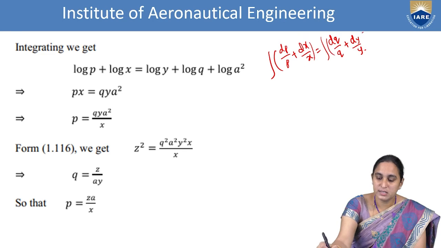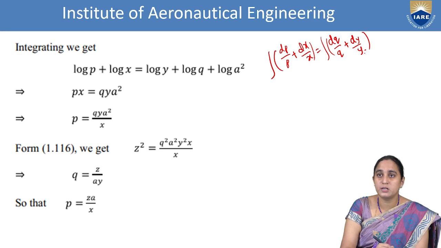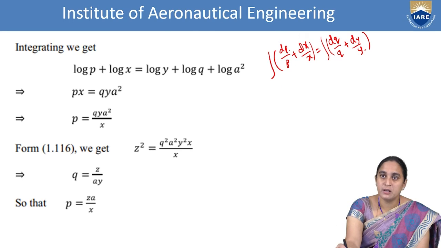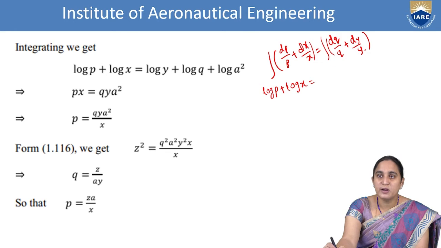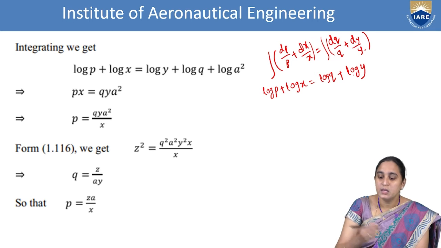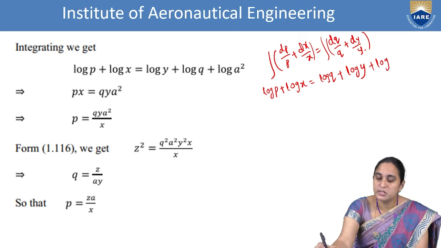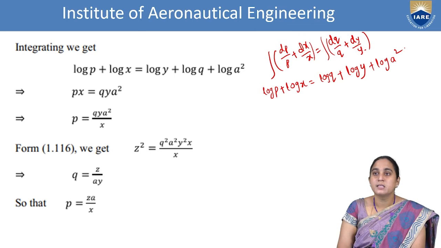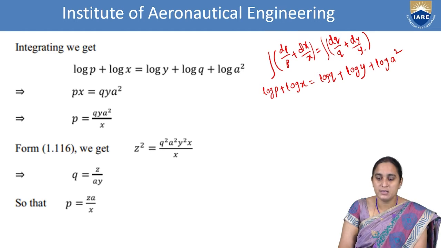Integrating on both sides, dp by p means 1 by p integration, which is log p. And 1 by x integration is log x. That is equal to 1 by q with respect to q integration, which is log q, and 1 by y integration with respect to y, that is log y. Then I'll take the constant also in logarithmic form, that is simply log of a square.